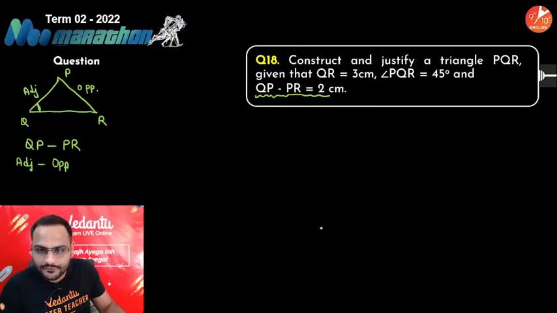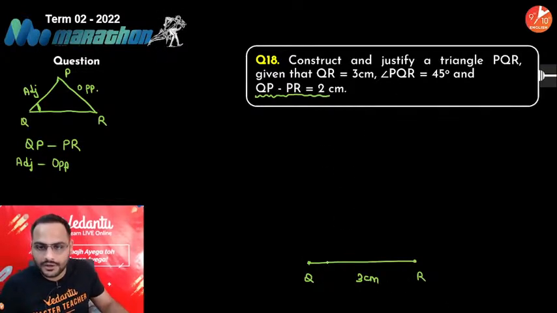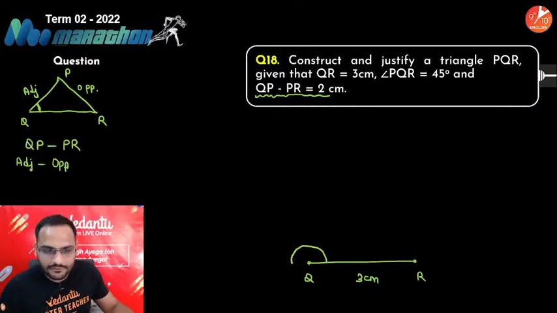So how do we solve it? First draw a side QR of 3 centimeter. Then make an angle of 45 degree over here. So one semicircle. Look, this is a rough diagram. Although it is not mentioned here whether to draw 45 degree with compass or protractor, whatever angles you can draw with the help of compass, always draw with compass.